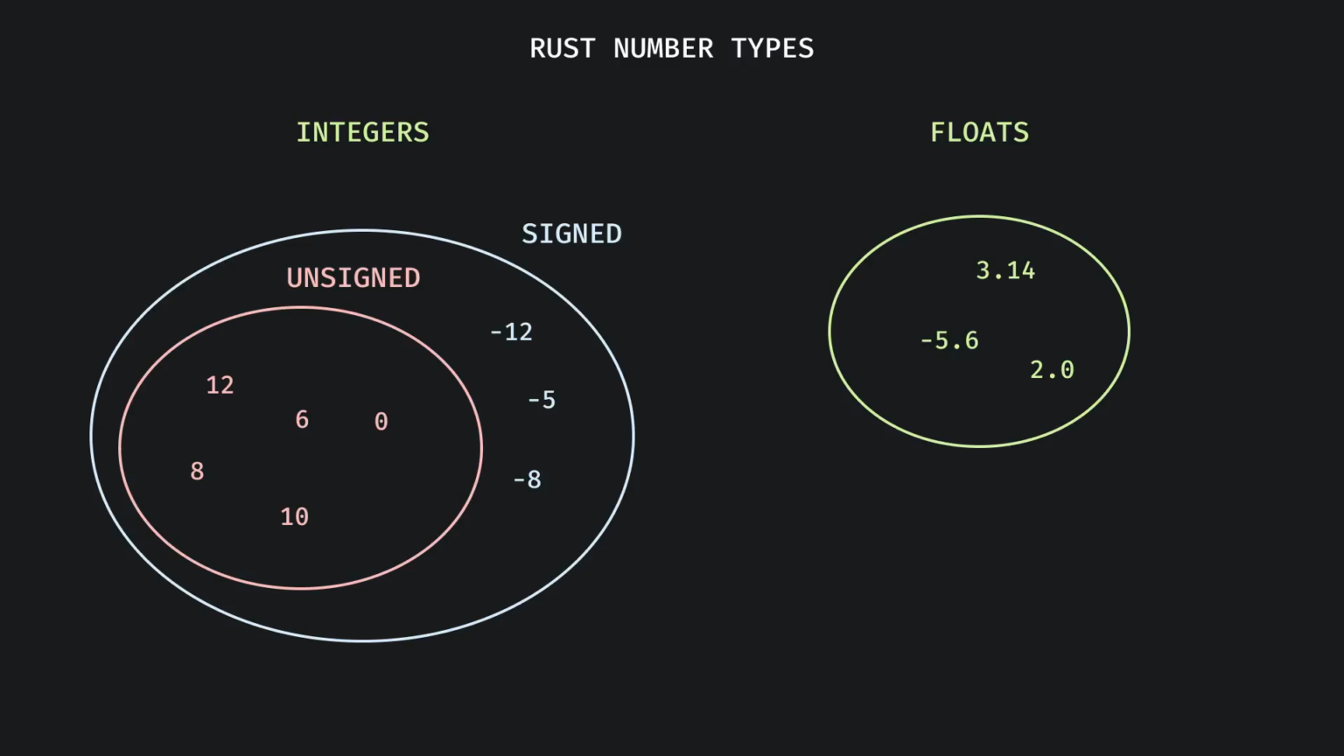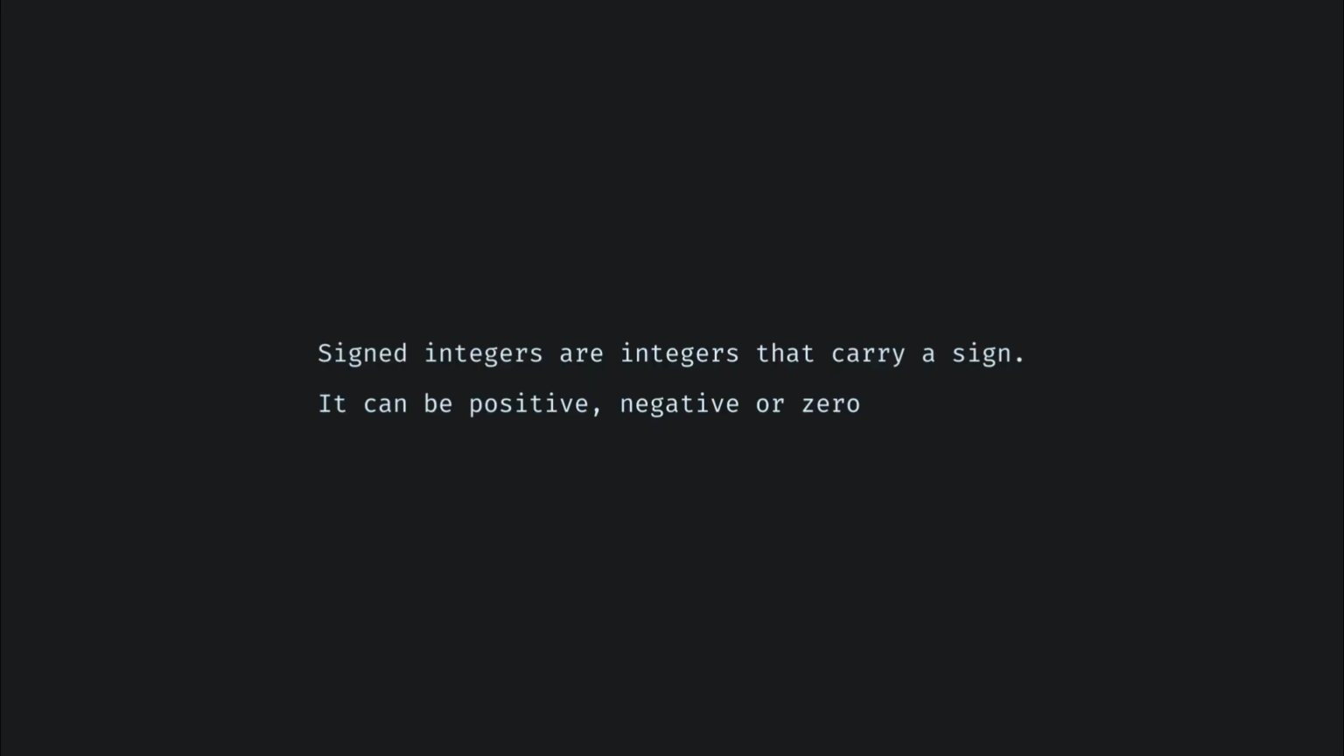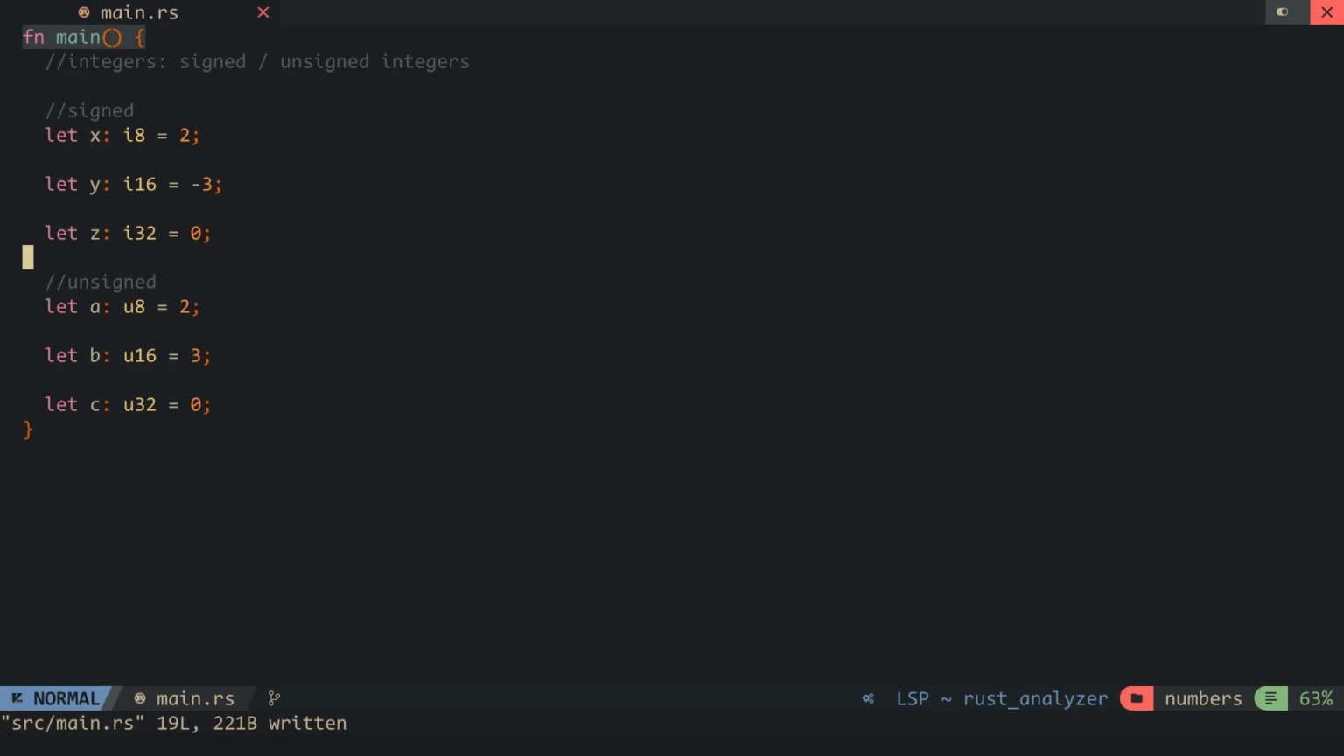A number can either be an integer or a float. Numbers without fractional components are integers, while numbers with fractional components are called floats, which is short for floating point number. Integers in Rust may either be signed or unsigned. Signed integers are integers that carry a sign. They can be negative, positive, or zero. Unsigned integers, on the other hand, are integers without a sign and are either positive or zero.